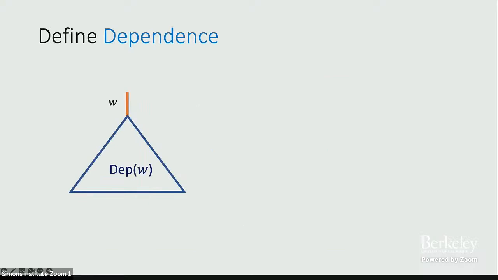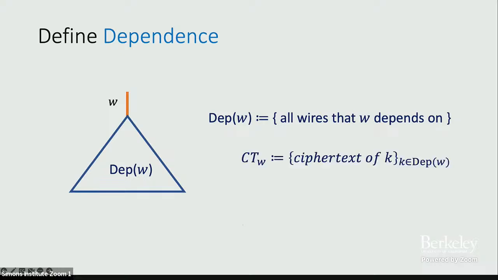So let me define this gate dependence. For any wire W in the circuit, I'm going to define this depth W, which consists of all the wires that W depends on. And I'm going to define a capital CT_W, which consists of all the ciphertexts in the depth W. Here, the capital CT_W is defined as an index set, so every ciphertext in it is indexed by the wires.